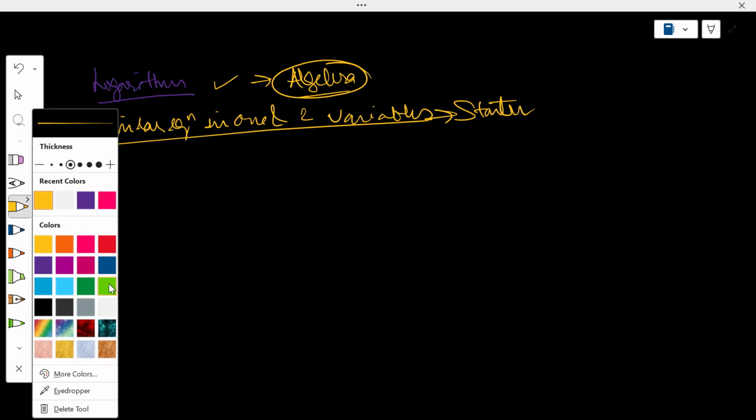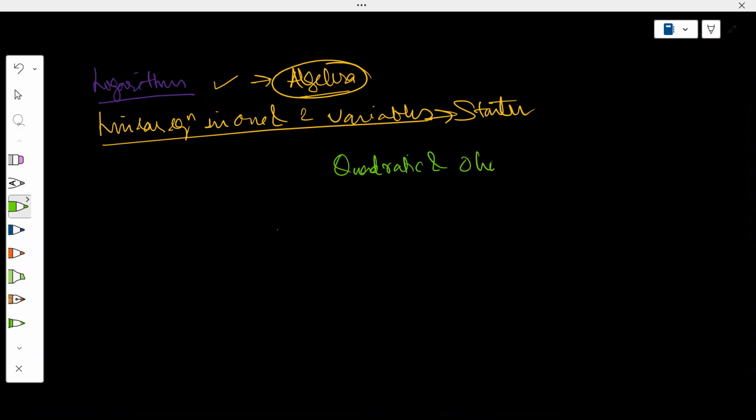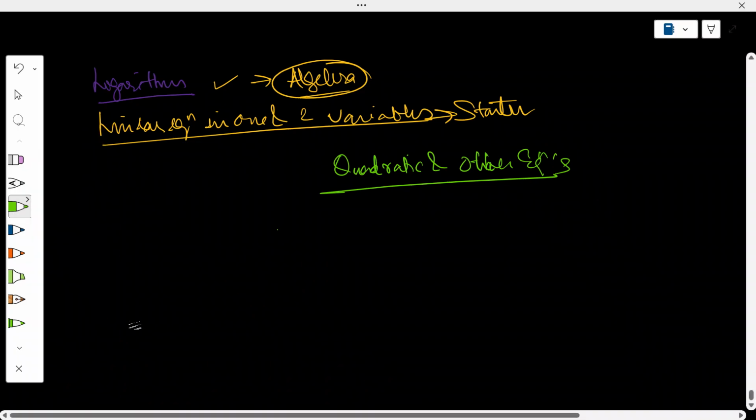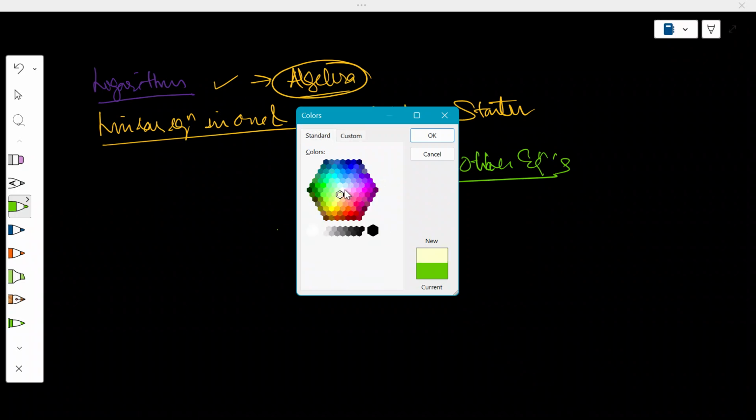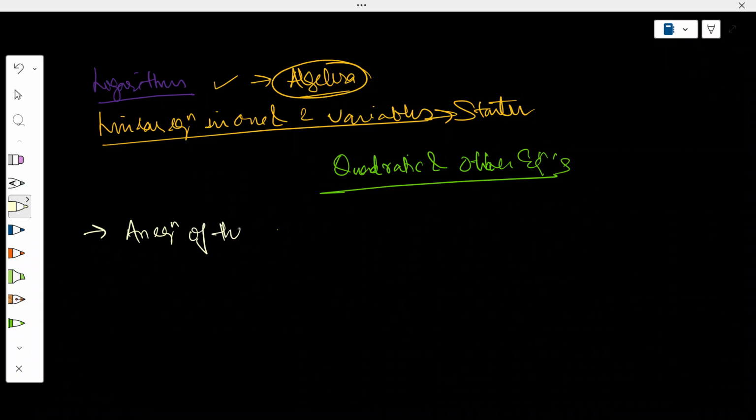Now we are going to start with quadratic equations and other equations. So you already know what linear equations in one and two variables are. We are going to firstly cover the theory part, and then we will try to cover the numericals.